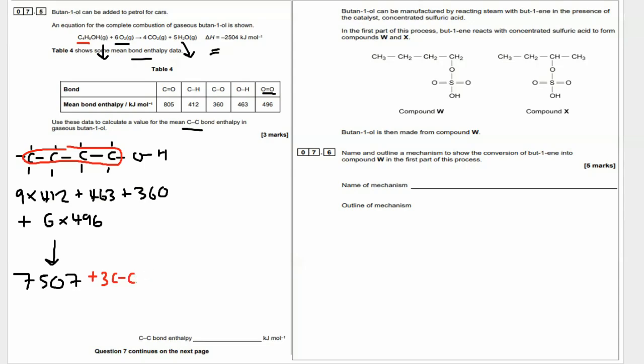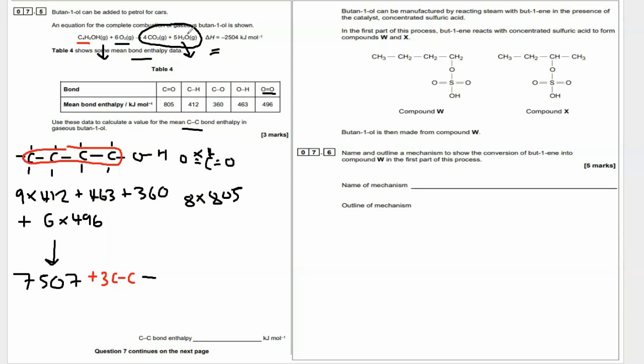Now, we need to subtract from that all of the bond enthalpies of the products. So let's get into that. I've got 805. So how many 805s have we got? If you think we've got carbon dioxide and we're going to times that by 4, what's that? That's 8 of those 805s. So I want to do 8 times 805. This is for the product number.